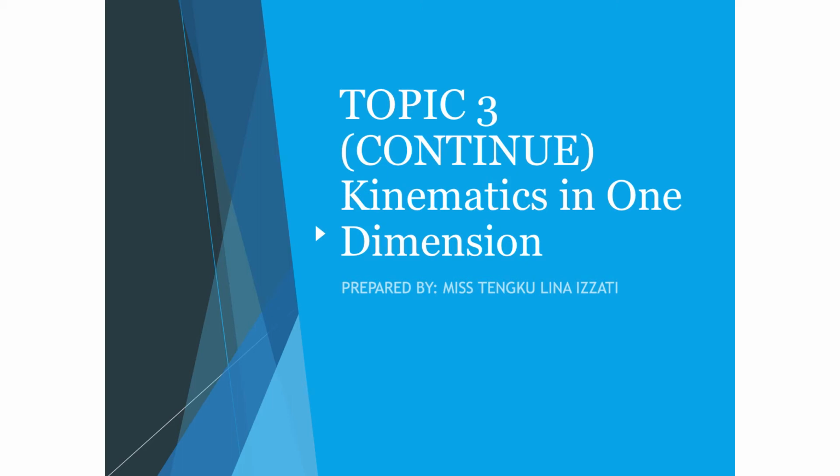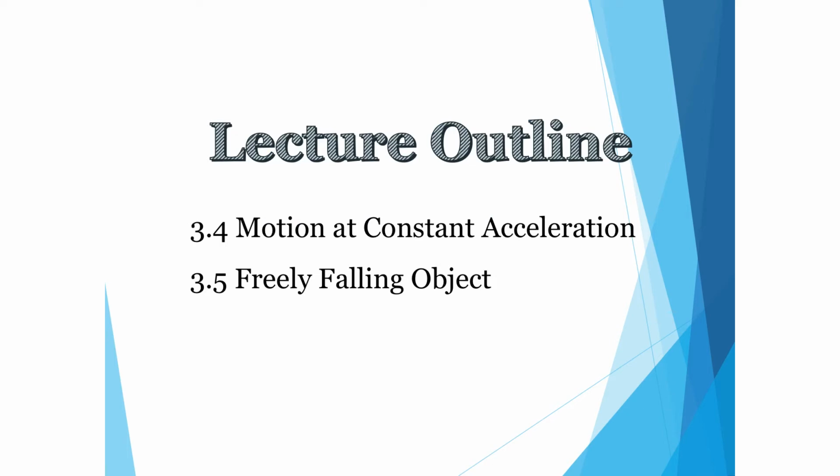So we are going to continue our topic 3, which is kinematics in one dimension. Before this, we discussed displacement, distance, average velocity, speed, instantaneous velocity, acceleration, and average acceleration. Now we are going to application questions, where we will be introduced to the four main equations, which have constant acceleration, and after that we are going to free falling objects, where we will discuss motion in the y-axis. Okay, let's start.